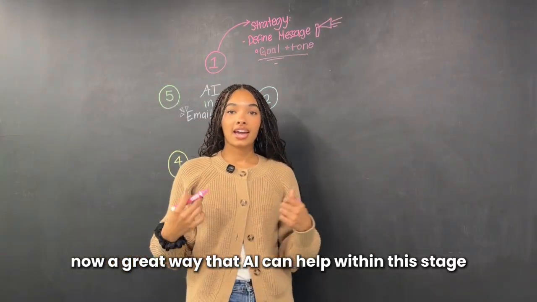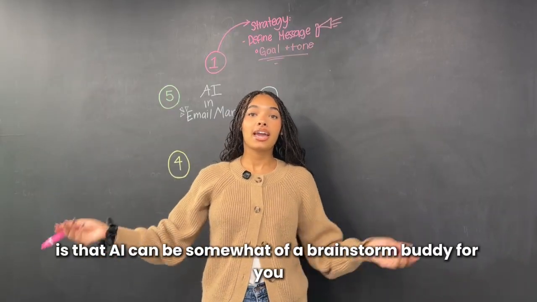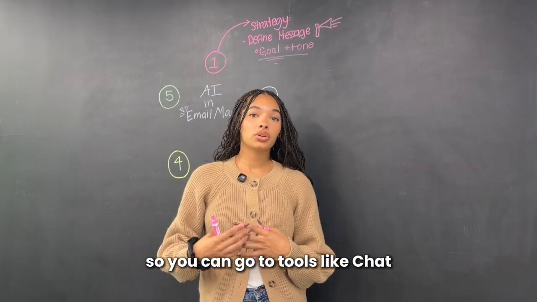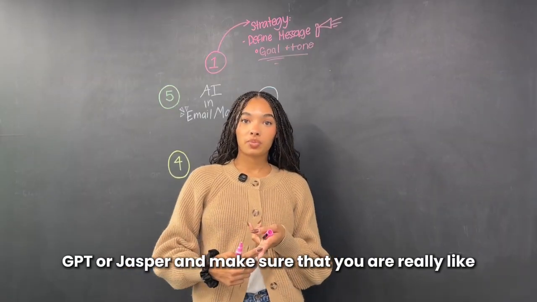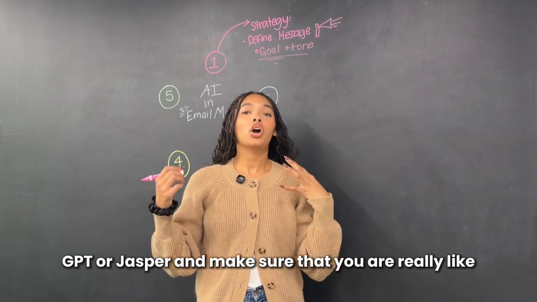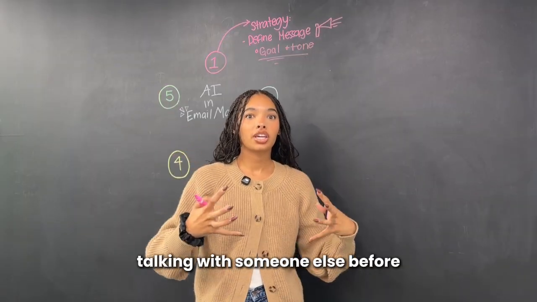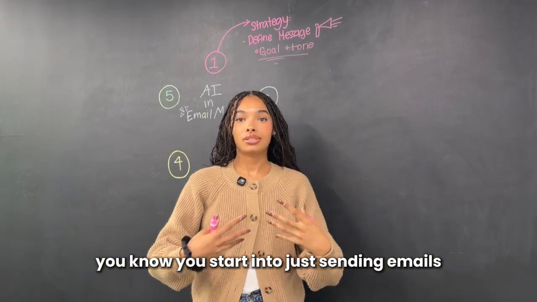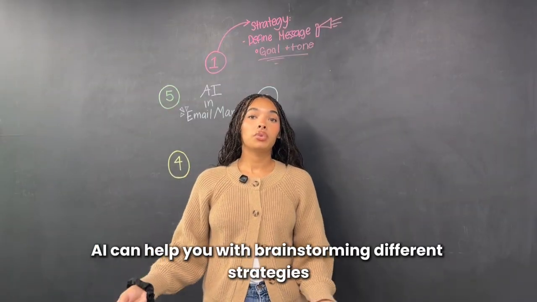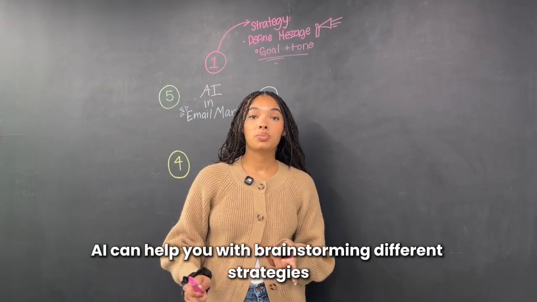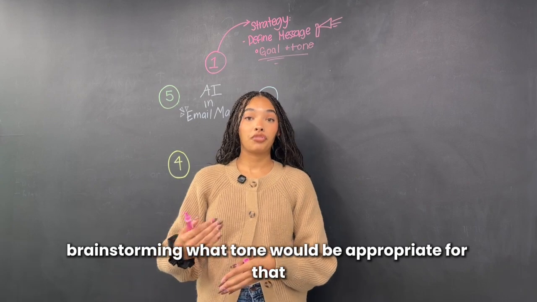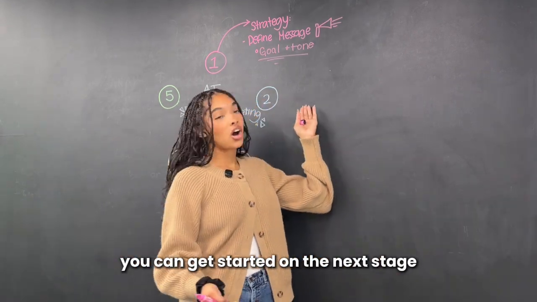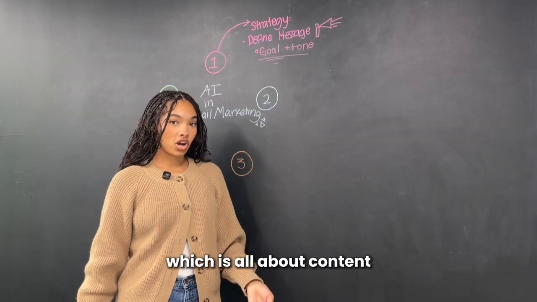Now, a great way that AI can help within this stage is that AI can be somewhat of a brainstorm buddy for you. So you can go to tools like ChatGPT or Jasper and make sure that you are really talking with someone else before you start into just sending emails. AI can help you with brainstorming different strategies, brainstorming what tone would be appropriate for that specific email, and then from there you can get started on the next stage, which is all about content.